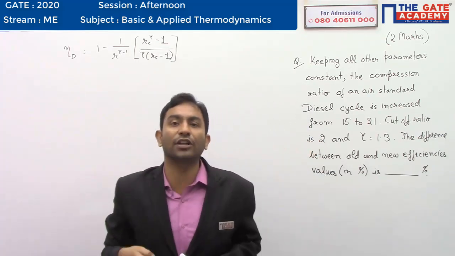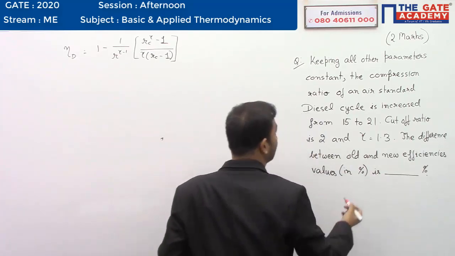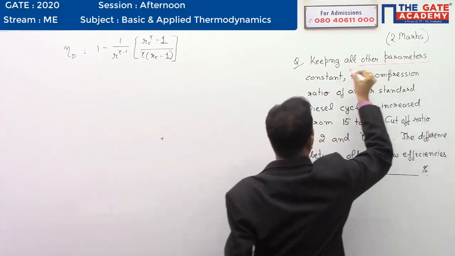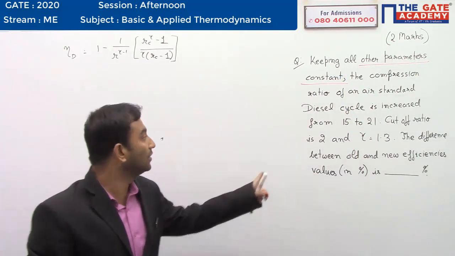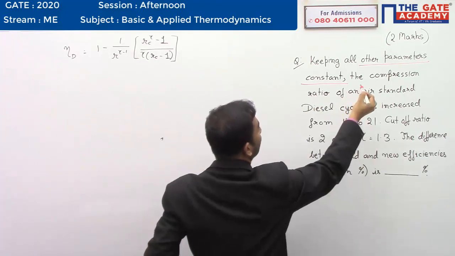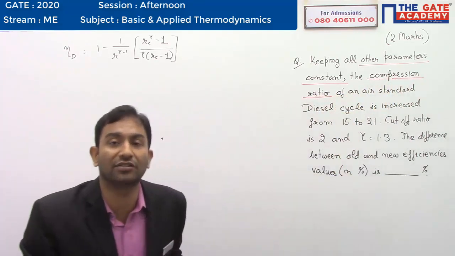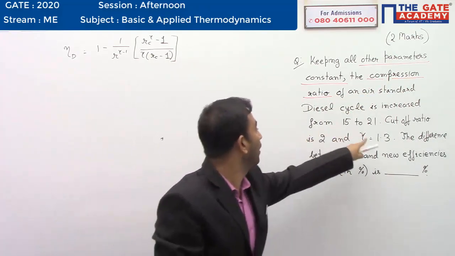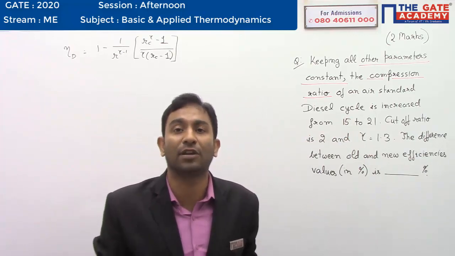Now, according to the question, what are they saying? That all other parameters are kept constant. Very good. So this becomes the keyword for you. All other parameters are kept constant. What are they changing? Only the compression ratio. Very good. Only the compression ratio is increased from 15 to 21. Otherwise, all parameters are kept constant.